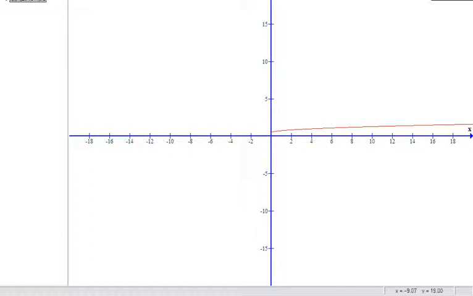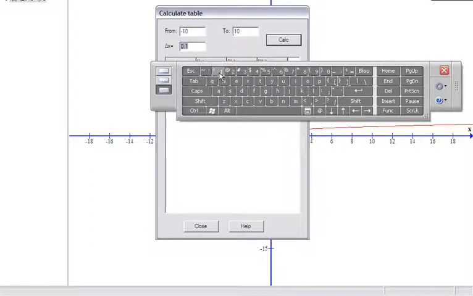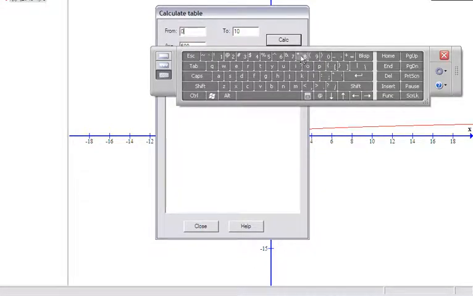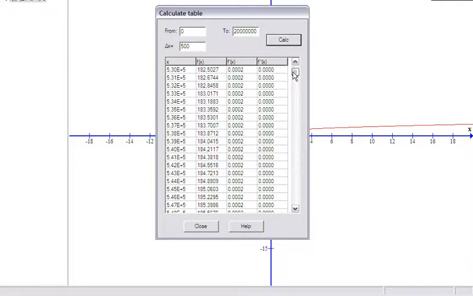I think we've got a tool to do that right here. I think we can go to, we could do a table. What might a nice increment for x be if we're going to look at large values? Okay, 100. We'll go 500. Okay, there you go. There's your table.